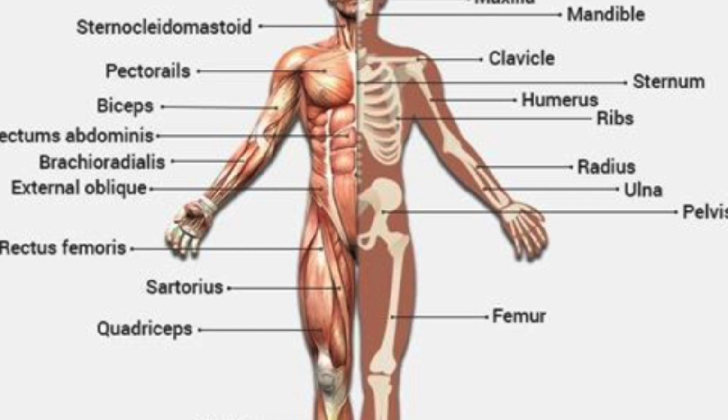So in gout, we have acute inflammatory monoarthritis caused by the precipitation of monosodium urate crystals in a joint. Risk factors include male sex, hypertension, obesity, diabetes, dyslipidemia, alcohol use. The strongest risk factor is hyperuricemia.